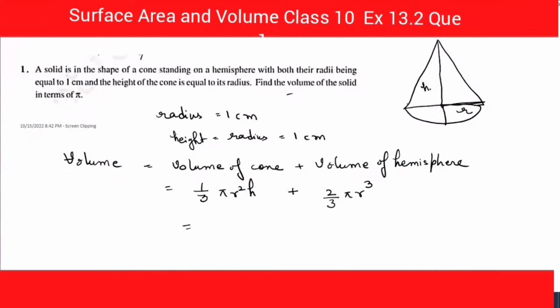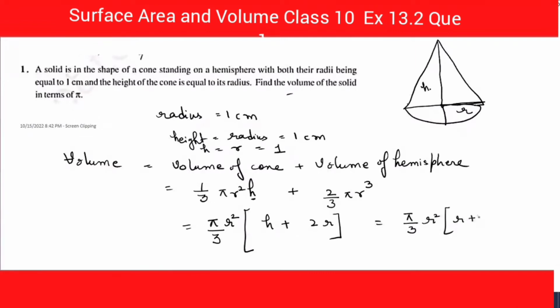Now listen, in order to solve easily, we take common 3, we take common pi, we take common r square. Now, height plus 2r. Moreover, height is equal to r, which is equal to 1. So we have pi by 3 r square, r plus 2r, which is equal to pi by 3 r square 3r, which is equal to pi by 3 3r cube.